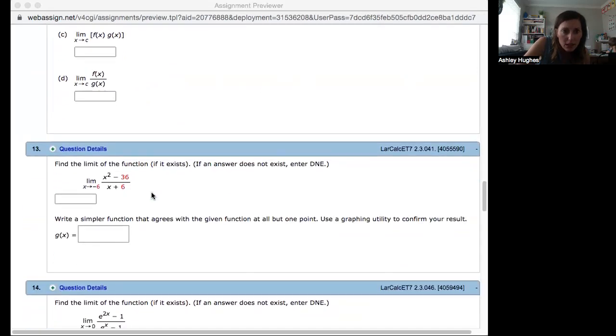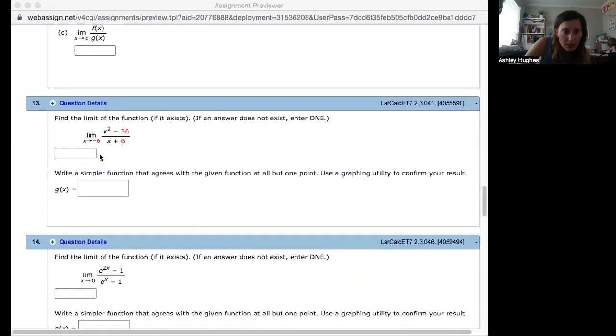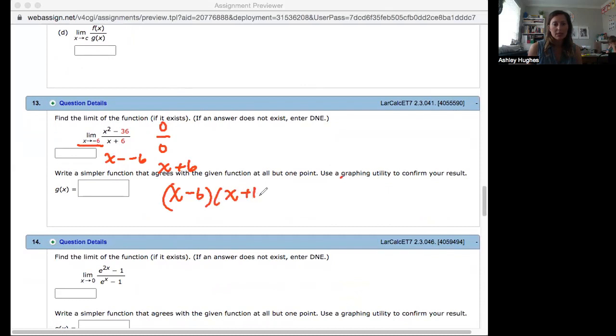Now, this one, when we plug in -6, it's finally one where we get 0/0, which is, oh, more work to do. Remember the trick. This tells you you're trying to get rid of x minus -6 or x plus 6. So we want a simpler function that agrees with the given function. That means factor this. So that top is x minus 6 times x plus 6.